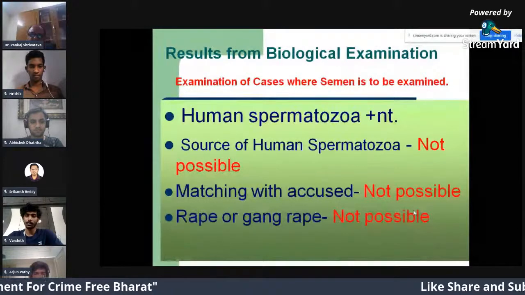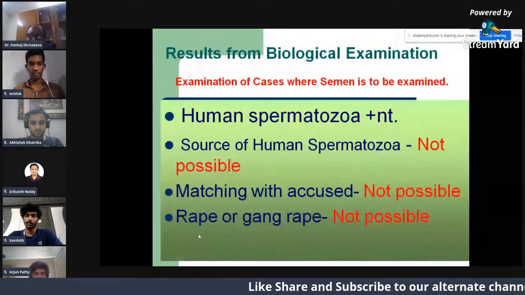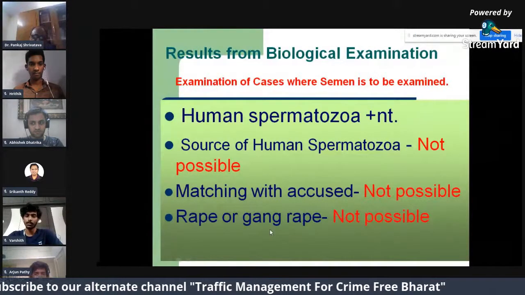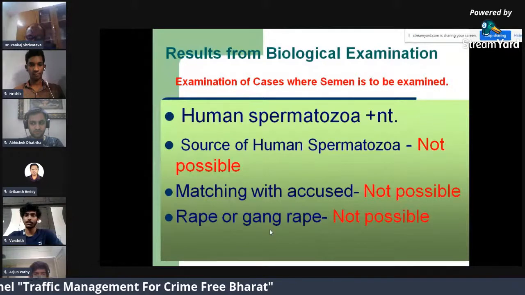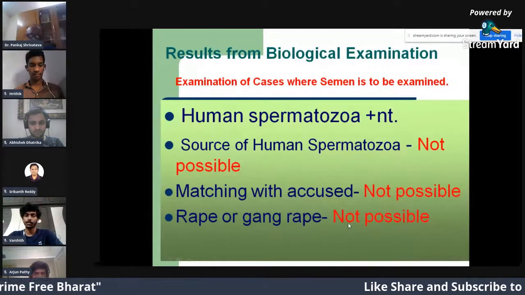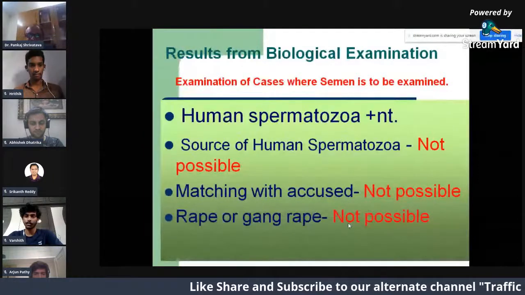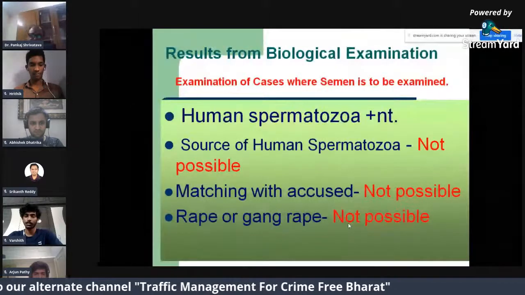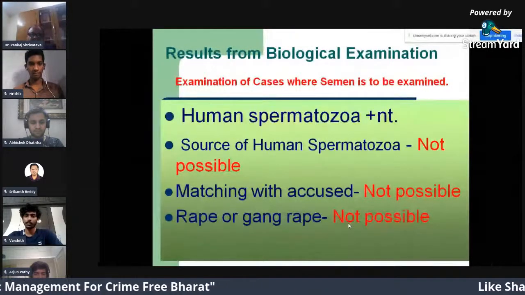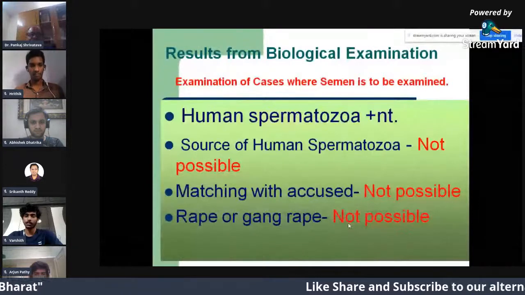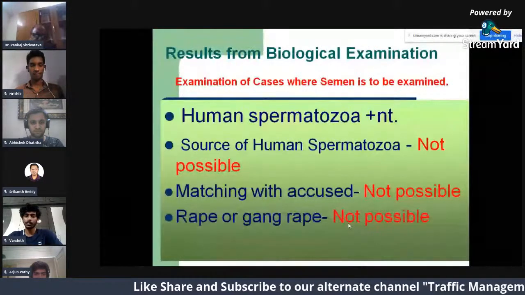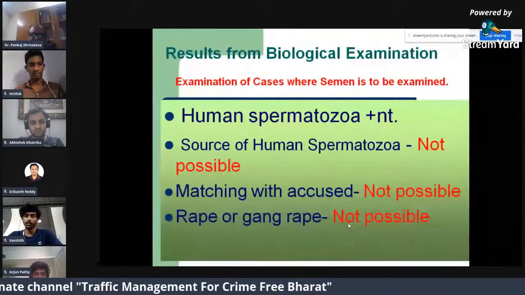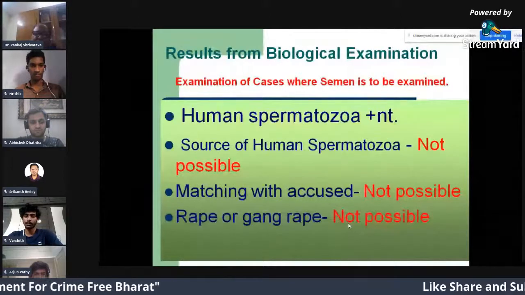but if you want to match it with the accused, it's not possible. If you want to prove that it's a case of rape or gang rape, even this is not possible. Because the spermatozoa examination, if you are aware, is done with a microscope. So you prepare a slide and you try to visualize the presence of spermatozoa. Now if you try to differentiate it, it's not possible by merely observing it with a microscope. Because human spermatozoa has a specific structure, different individuals' spermatozoa won't look different. That means merely by microscopic examination you cannot differentiate.